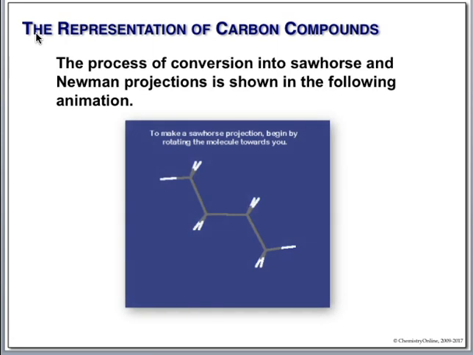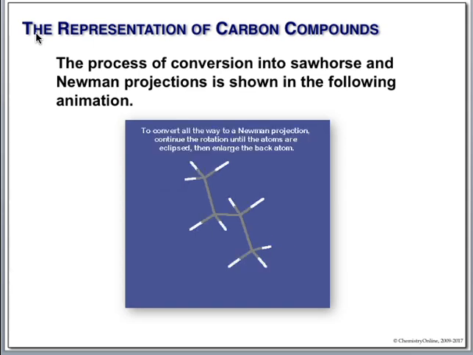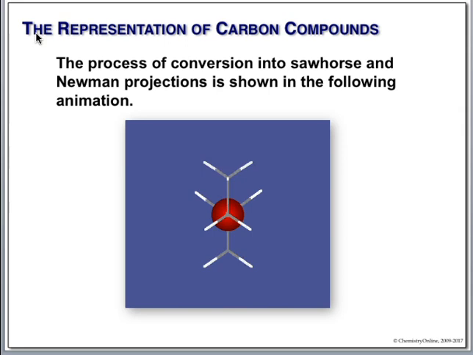This is a simple writing. CH2, CH2, CH3. I'm going to take this first, convert it to a sawhorse. When I do that, this comes forward, this goes back. There we go. Now if we look straight down, let's go back.